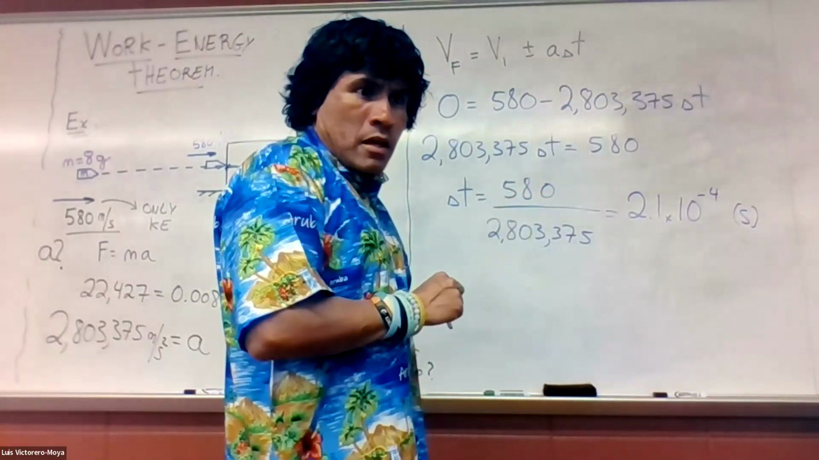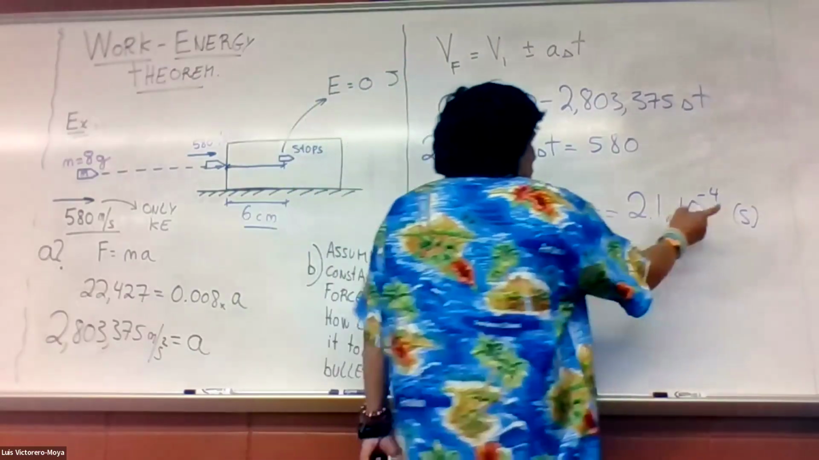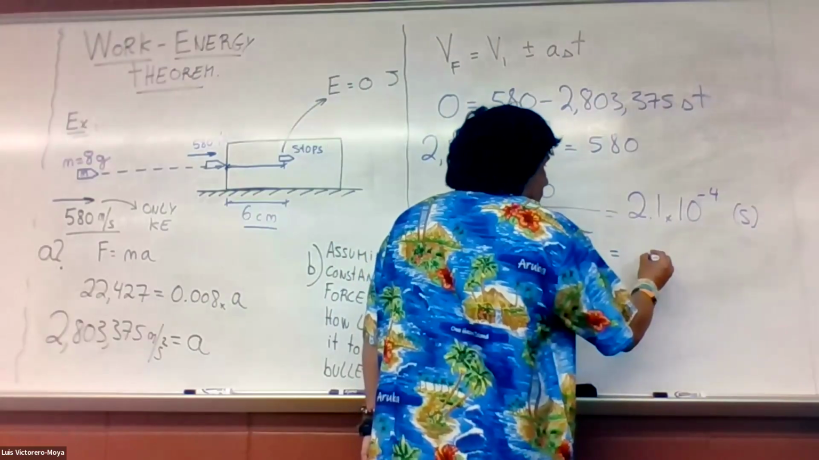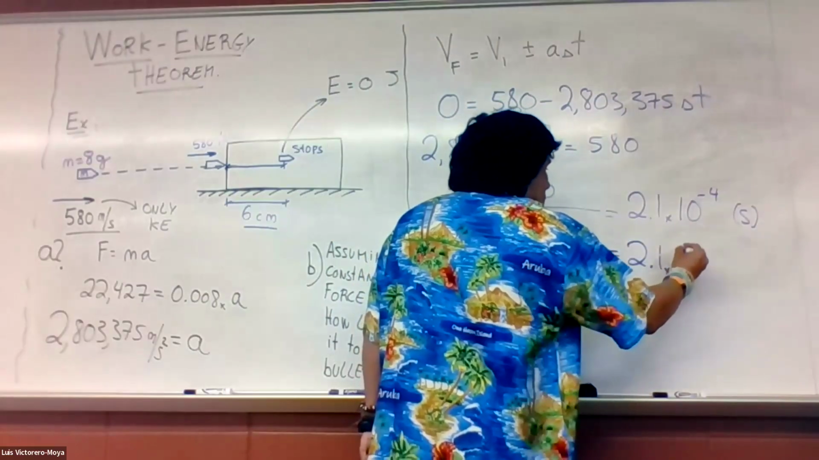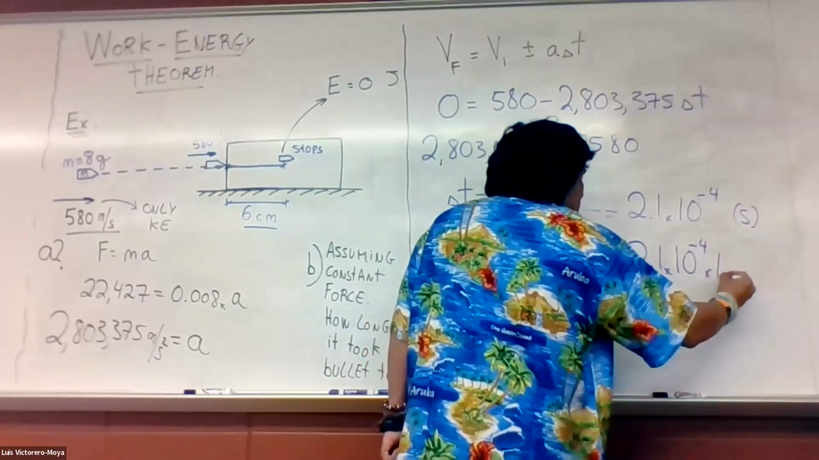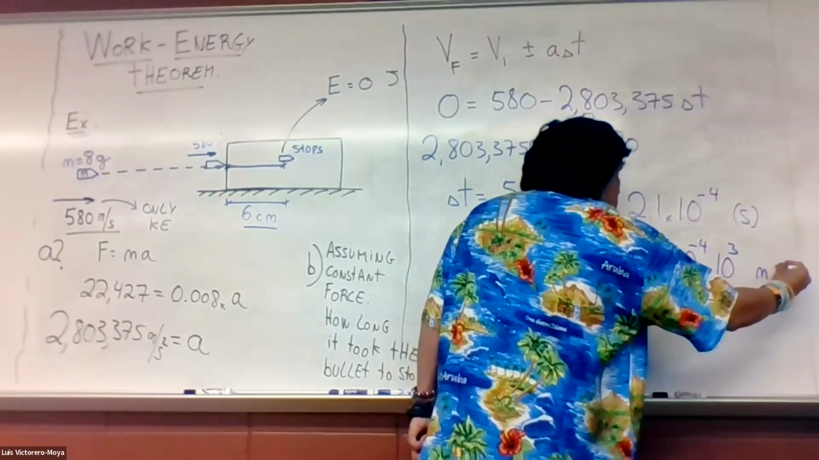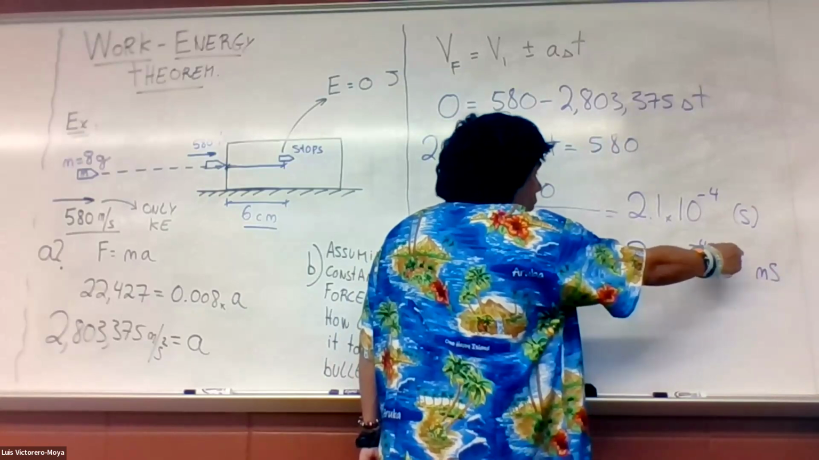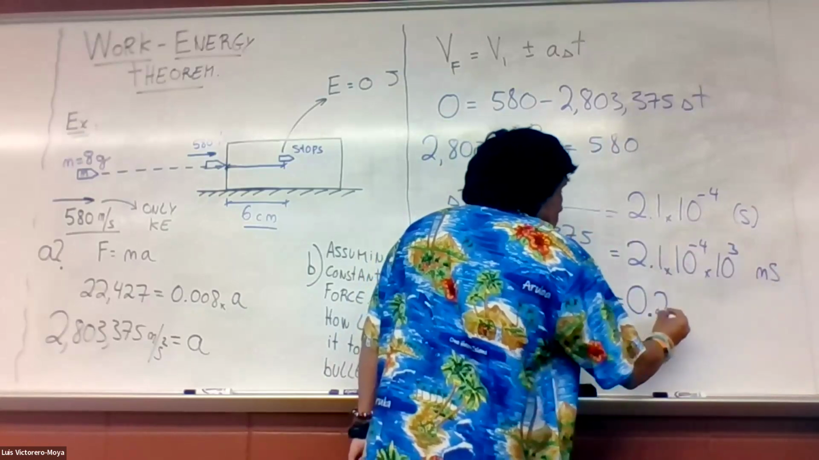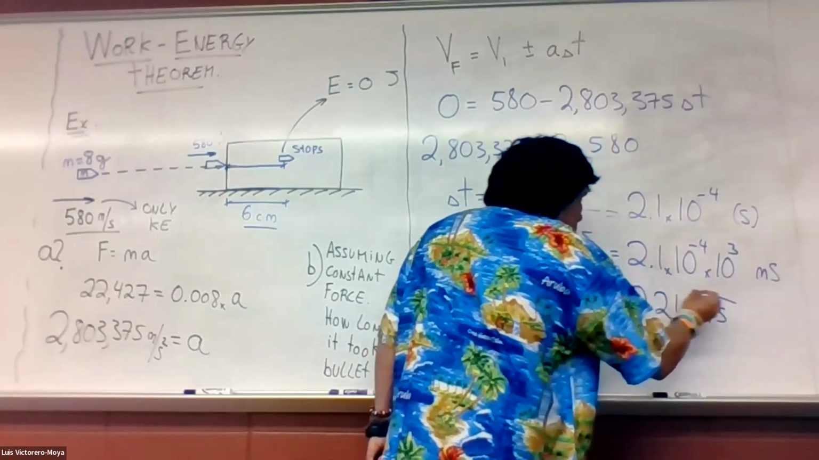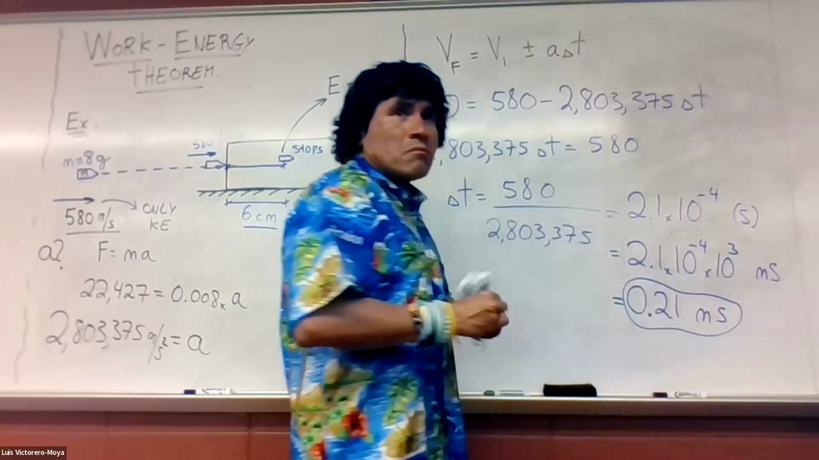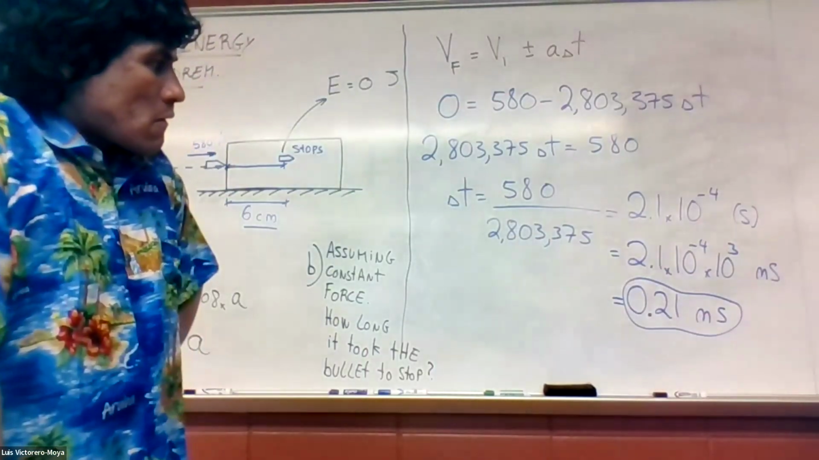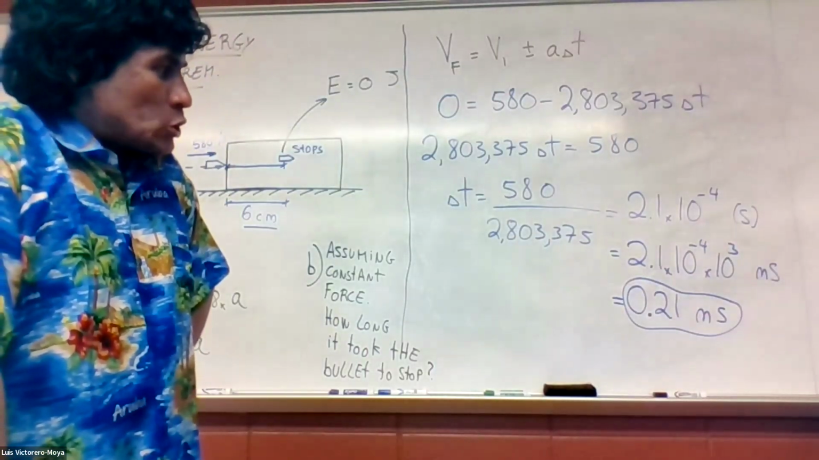They want you to find the time in milliseconds. To do that in milliseconds, you multiply by 1,000. So that will be 2.1 times 10 to the negative 4 times 1,000 milliseconds. That will be 10 to the negative 1, 0.21 milliseconds, which makes sense, huh? Makes sense. Think about it. A bullet. 0.21 milliseconds.